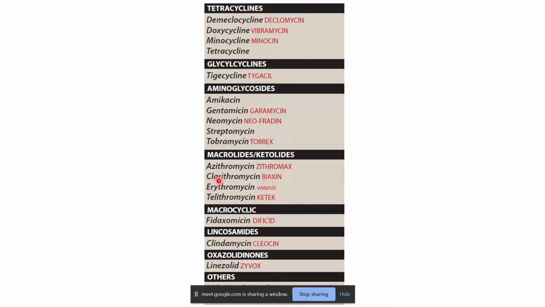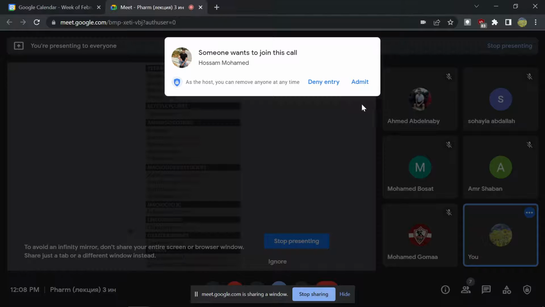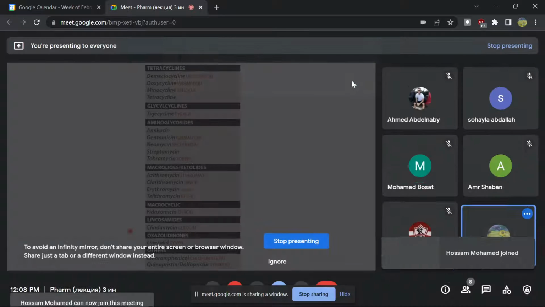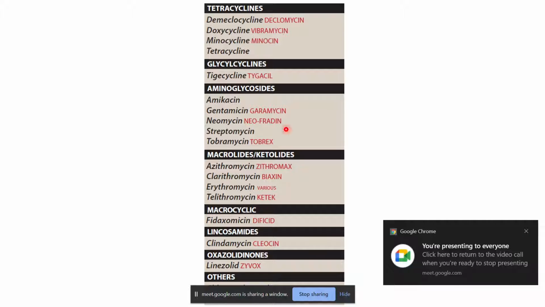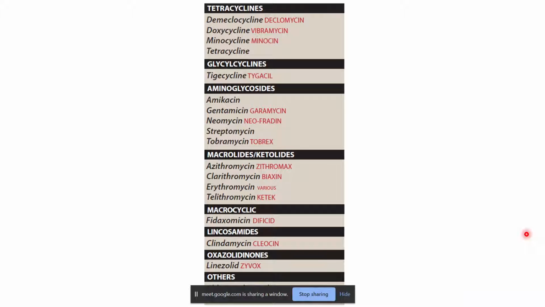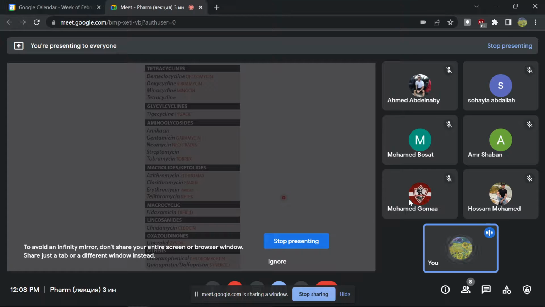Clarithromycin is the most expensive and actually the most effective of all these. Then there are also lincosamides, including clindamycin and linezolid. So the mechanism of action of these drugs is inhibition of protein synthesis.